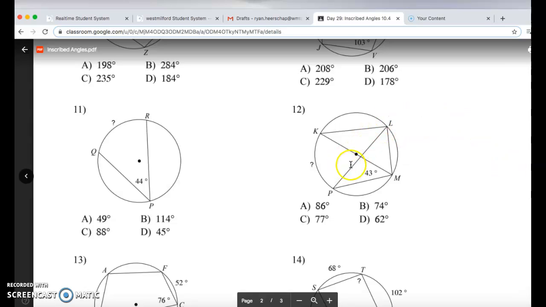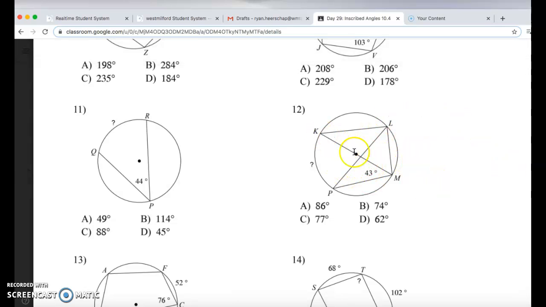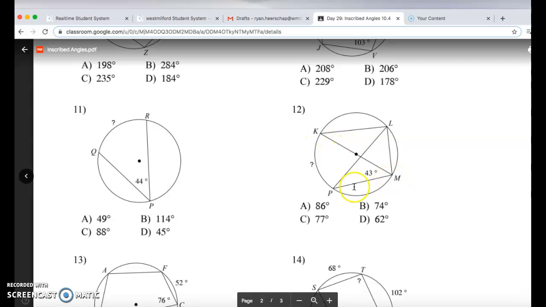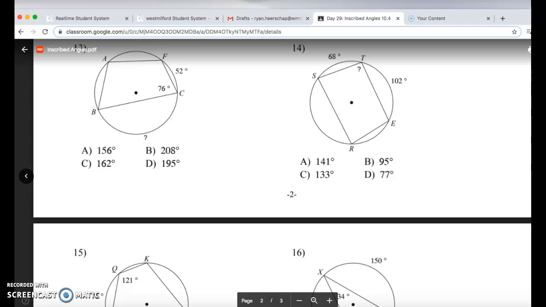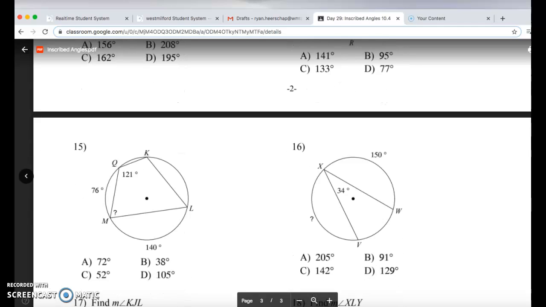You can have extra lines. Remember, this is a diameter. You can have those. So you have an inscribed angle using a diameter. But really, the inscribed angle is going to be half the arc. Hopefully this clarifies things.